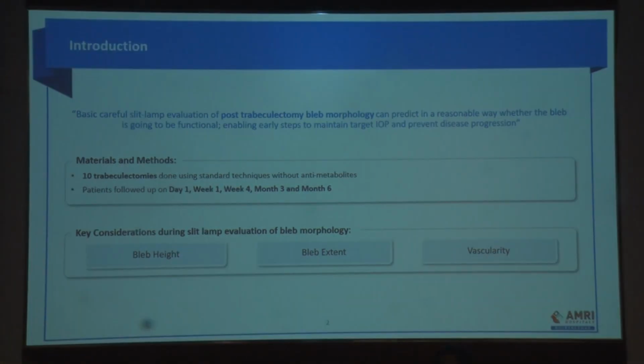Everywhere the AS-OCT is not available, so at least a basic slit lamp evaluation can predict the Bleb function. This is the purpose of this study.